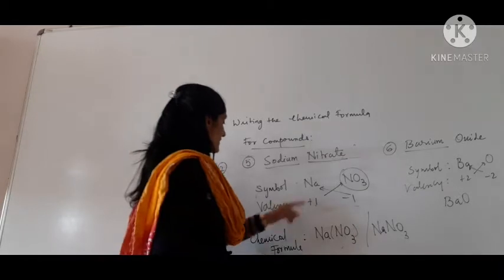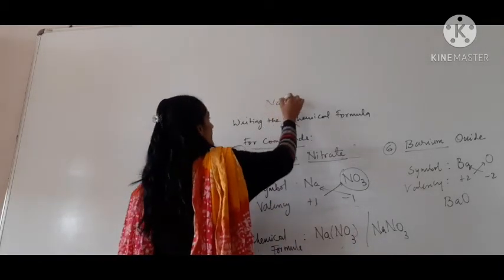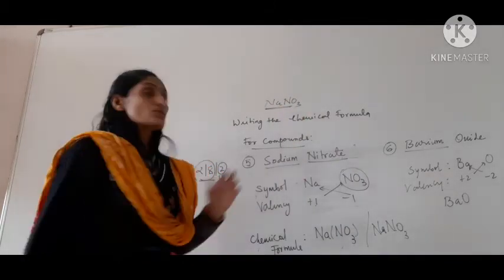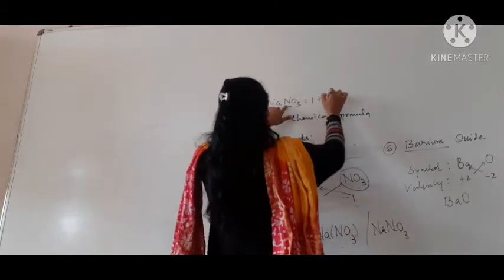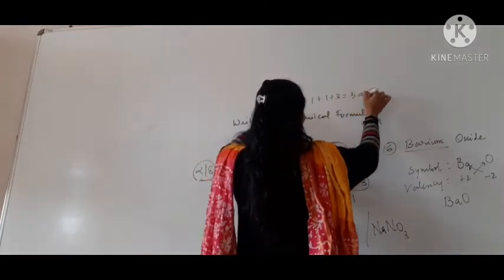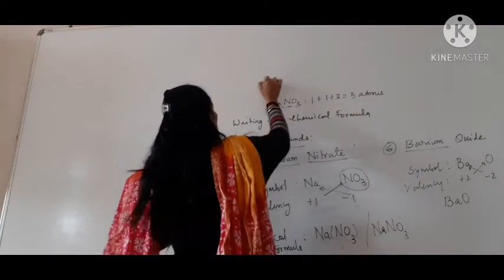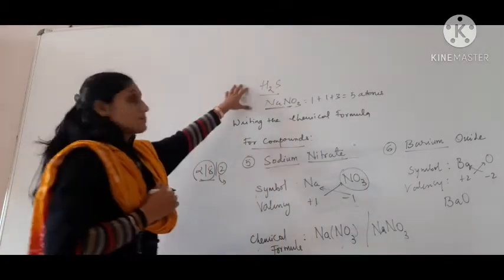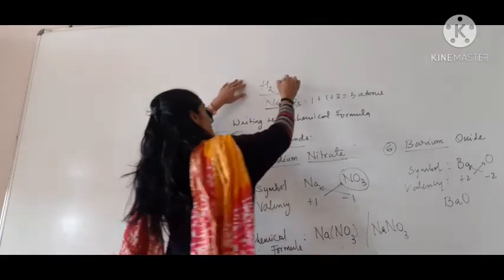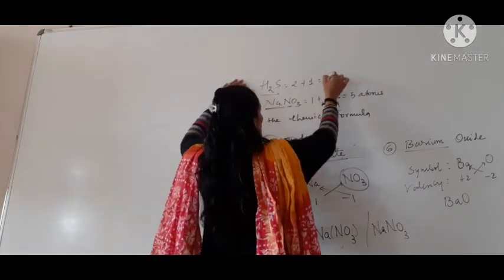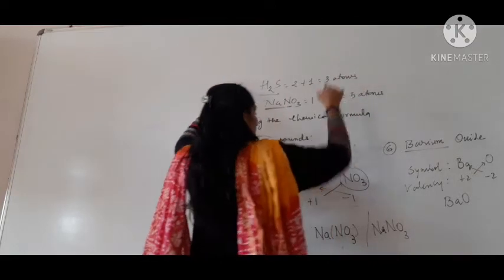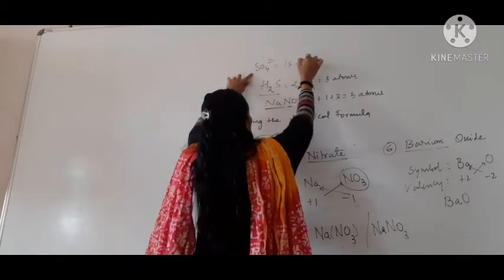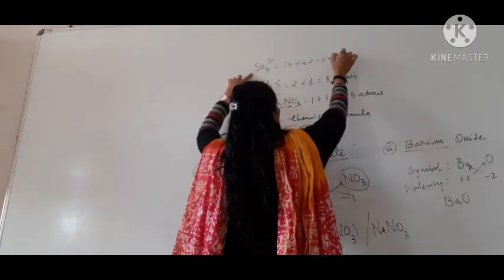So just have a look over here, NaNO3. If the exam asks you to find out the number of atoms present in that compound, here we have 1 sodium, 1 nitrogen and 3 oxygen. So in total it is made up of 5 atoms. In the same manner, if it is asked for H2S, known as hydrogen sulfide, how many atoms are present? We can write 2 hydrogen and 1 sulfur, so a total of 3 atoms. Similarly, for SO4 2-, 1 sulfur plus 4 oxygen, so 5 atoms.